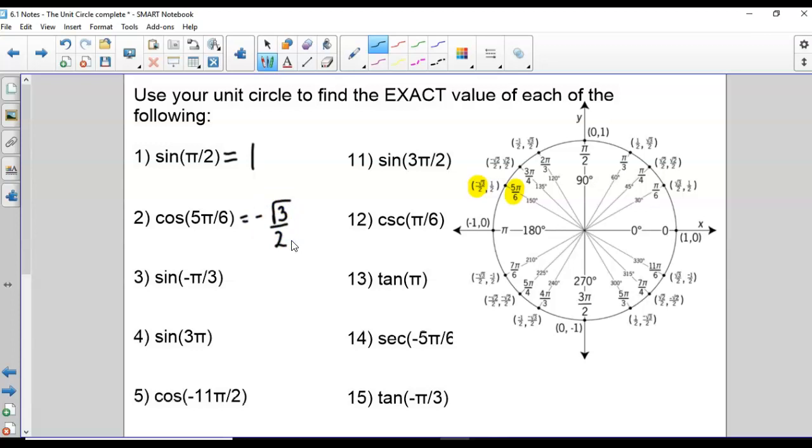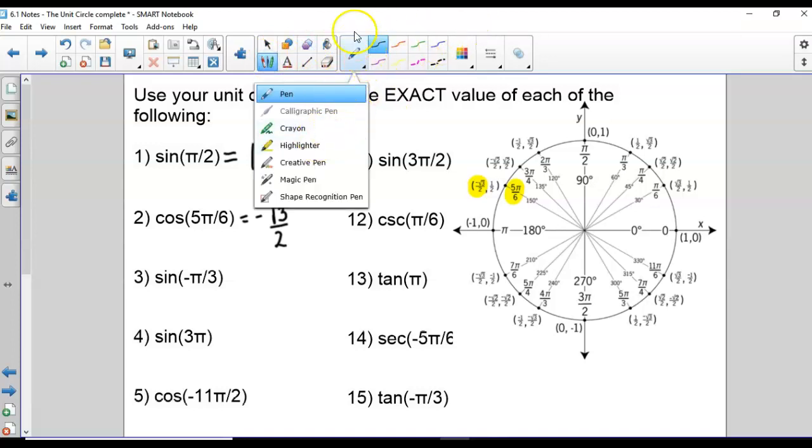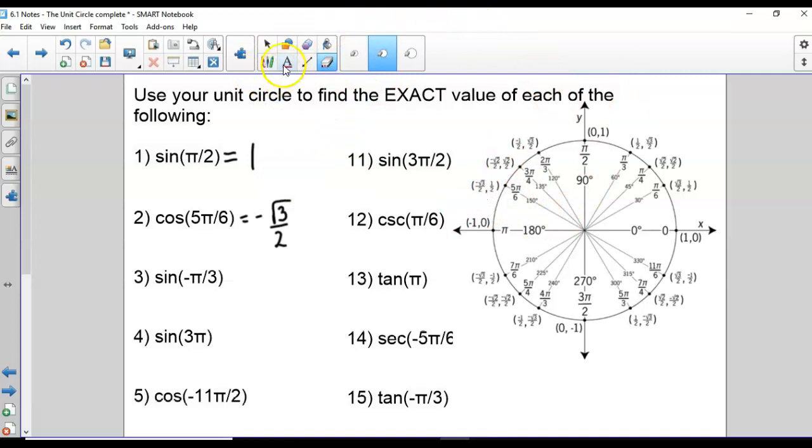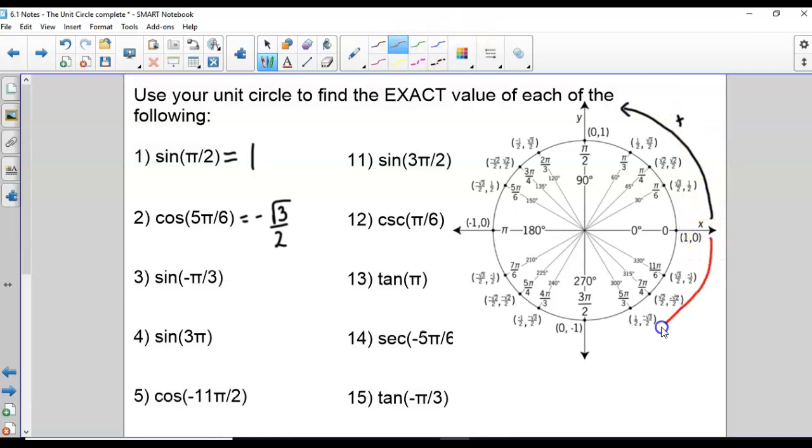So if you have sine or cosine and it's a value on the unit circle, you're just finding that angle and then reading off either the x or y, depending on what you need. Now, the next one's a little bit weird, because it has a negative angle. So the unit circle goes in a counterclockwise direction. So this direction here is your positive direction, and this direction would be your negative direction.